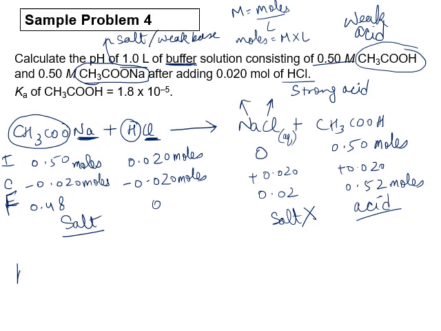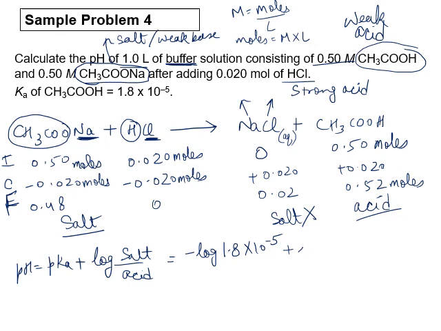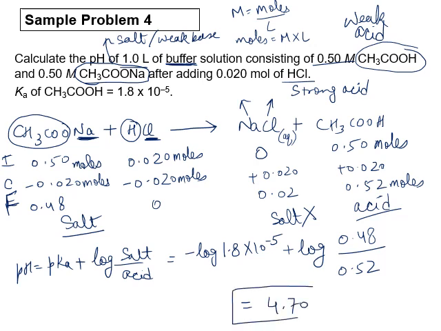So how do I find pH? pH is pKa plus log salt over acid. In this case, it is going to be negative log of 1.8 times 10 raised to the power minus 5 plus log of salt, which is 0.48, divided by acid, which is 0.52. When you plug this into your calculator, this will give you a pH of 4.70. So that's your final answer.